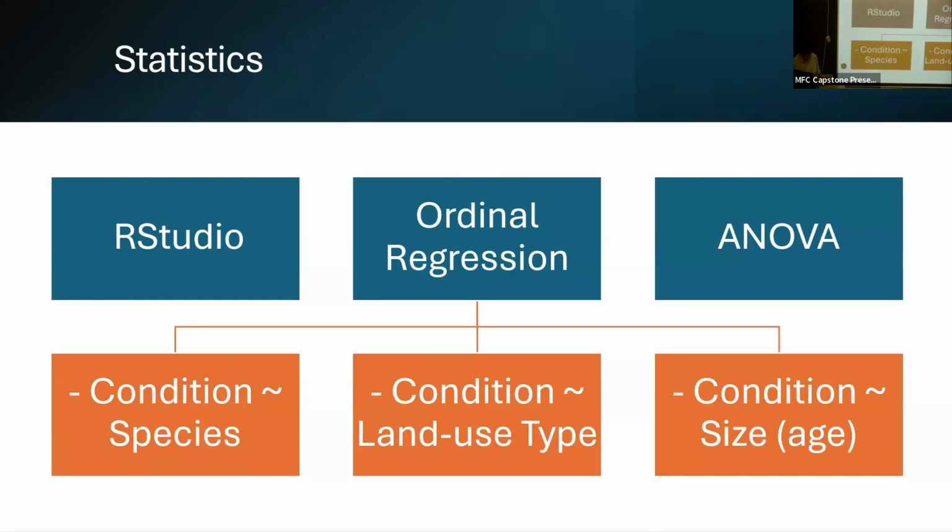So for my statistical test, I used RStudio, and the statistical test was ordinal regression because tree health condition falls into ordinal categories. It's either 1, 2, 3, 4, or 5, no in betweens. In terms of the ordinal regression, I will be looking at how species affects health condition, how land use type affects health condition, and how size, which is related to age, affects the health condition, as well as many interactions between them. And lastly, these models were then put into an ANOVA.